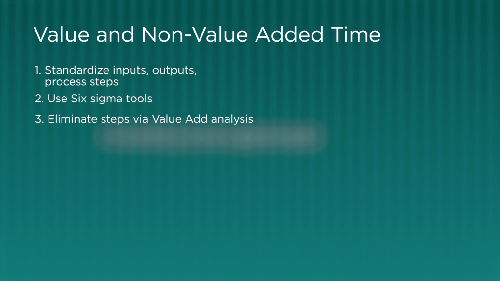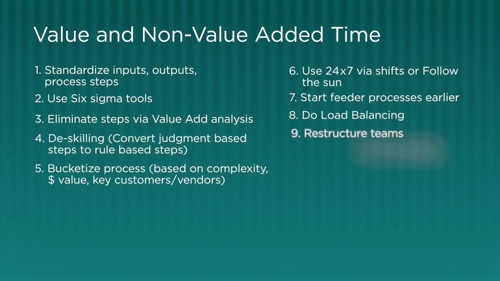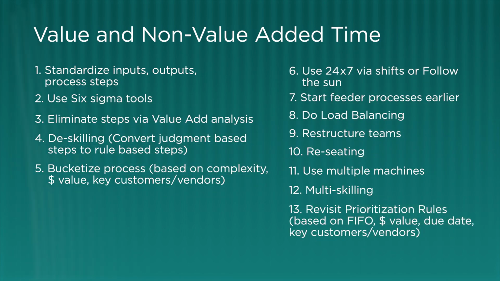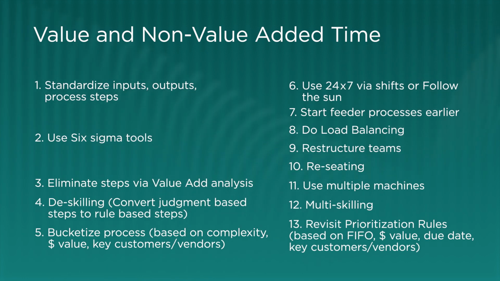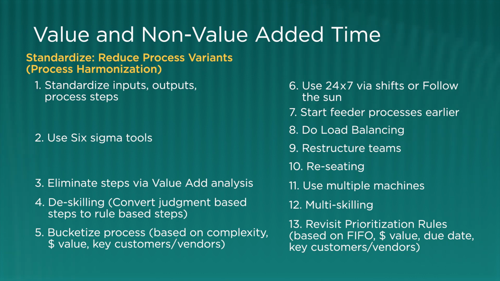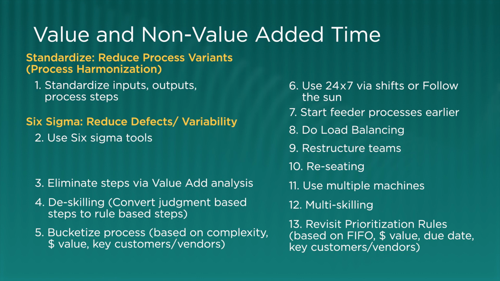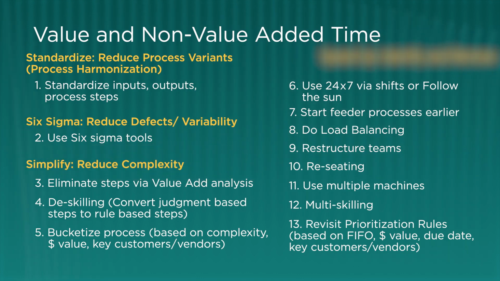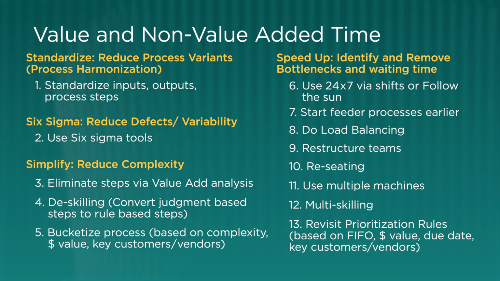Here's a list of all the methods we will be highlighting over the next 2 sessions. It's an awesome collection of best practices that you should think about when reducing non-value added time. We've separated these techniques into 4 areas: standardize or harmonize to reduce variance, Six Sigma to reduce defects and variability, simplify to reduce complexity, and ways to speed up by removing bottlenecks and time waiting.